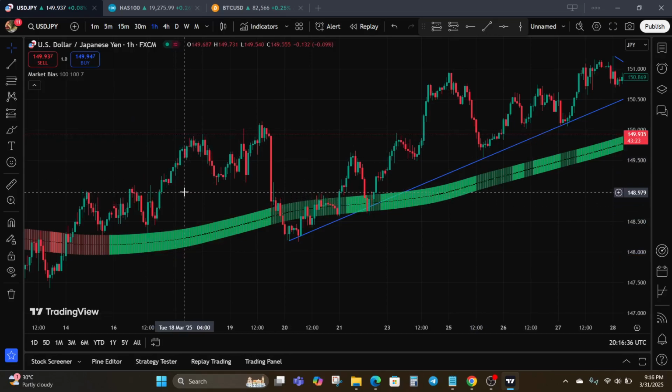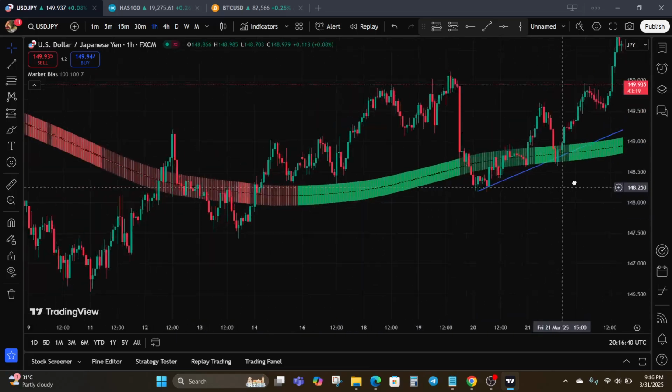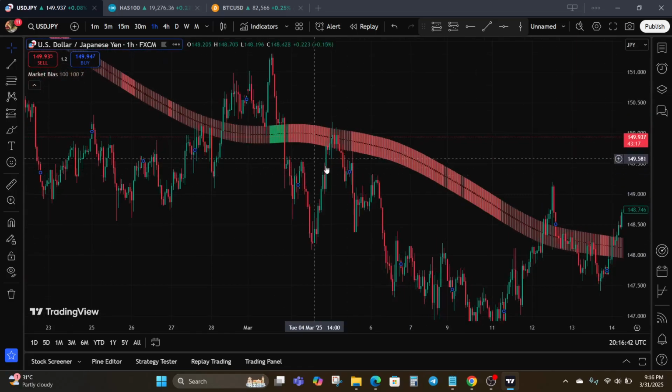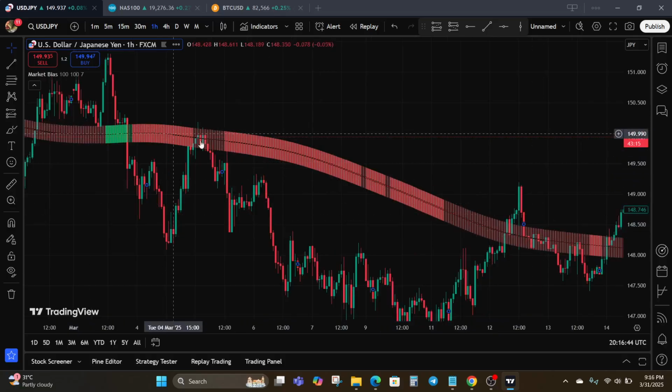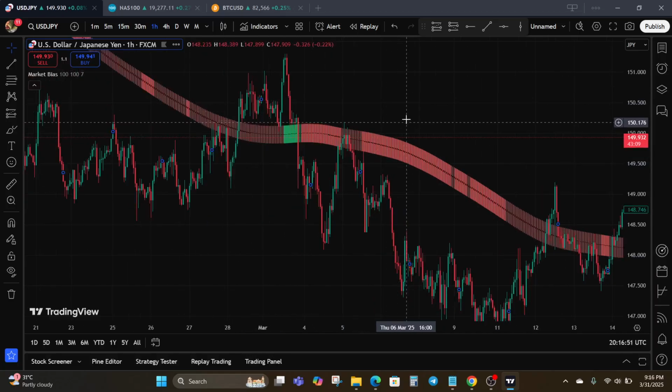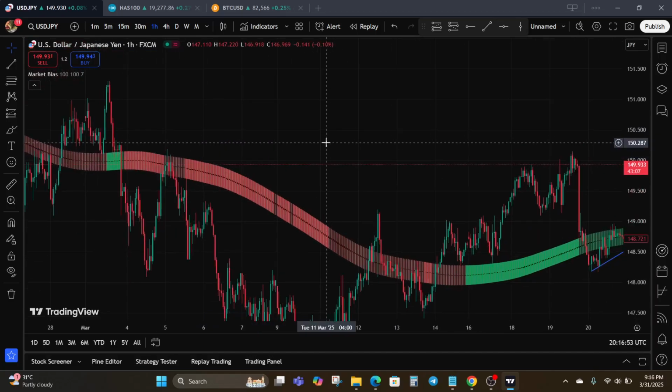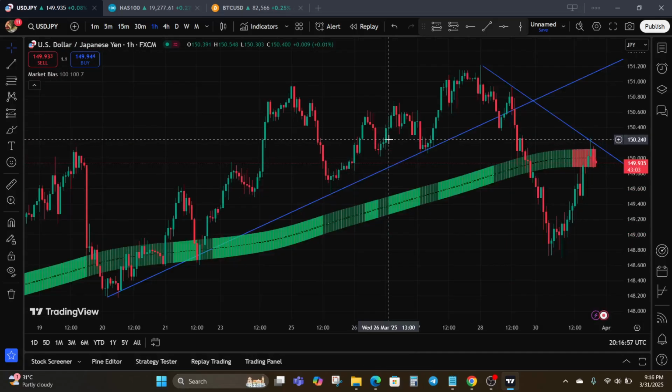Now, when the indicator shifts to bearish, sellers dominate. When the indicator's color is red and you have price bouncing below it, it shows that there is prevailing bearish momentum. So this simple yet effective approach allows you to trade with confidence without second guessing trend direction.